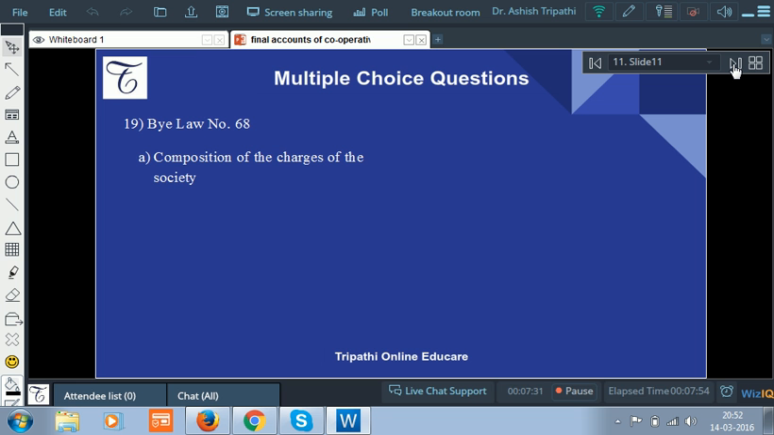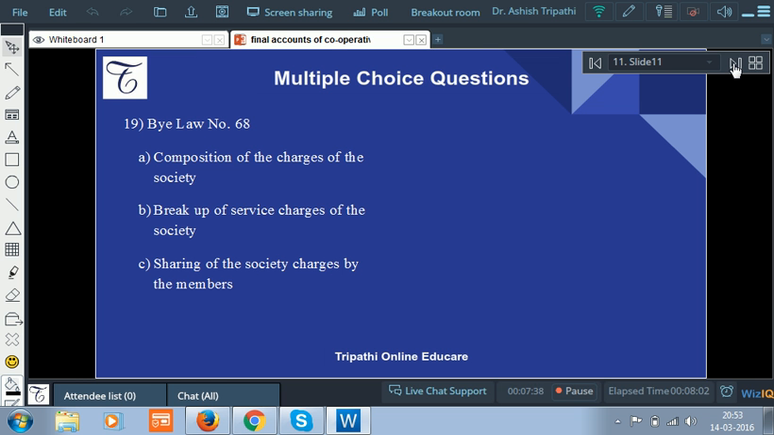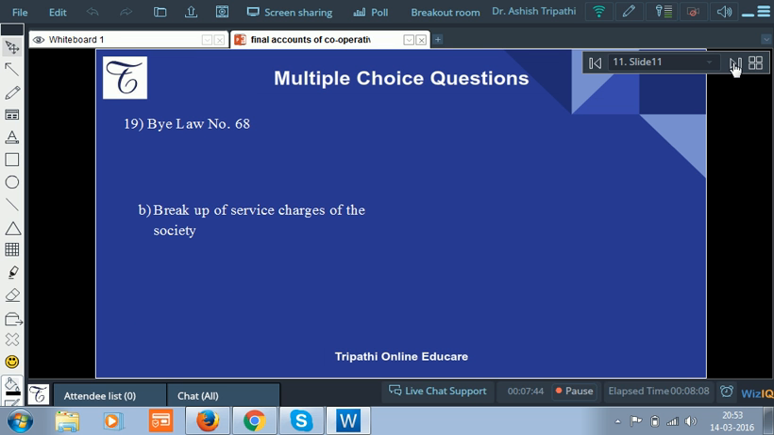19. Bylaw number 68. A, composition of the charges of the society. B, breakup of service charges of the society. C, sharing of the society charges by the members. D, parking charges. And the correct answer is B, breakup of service charges of the society.